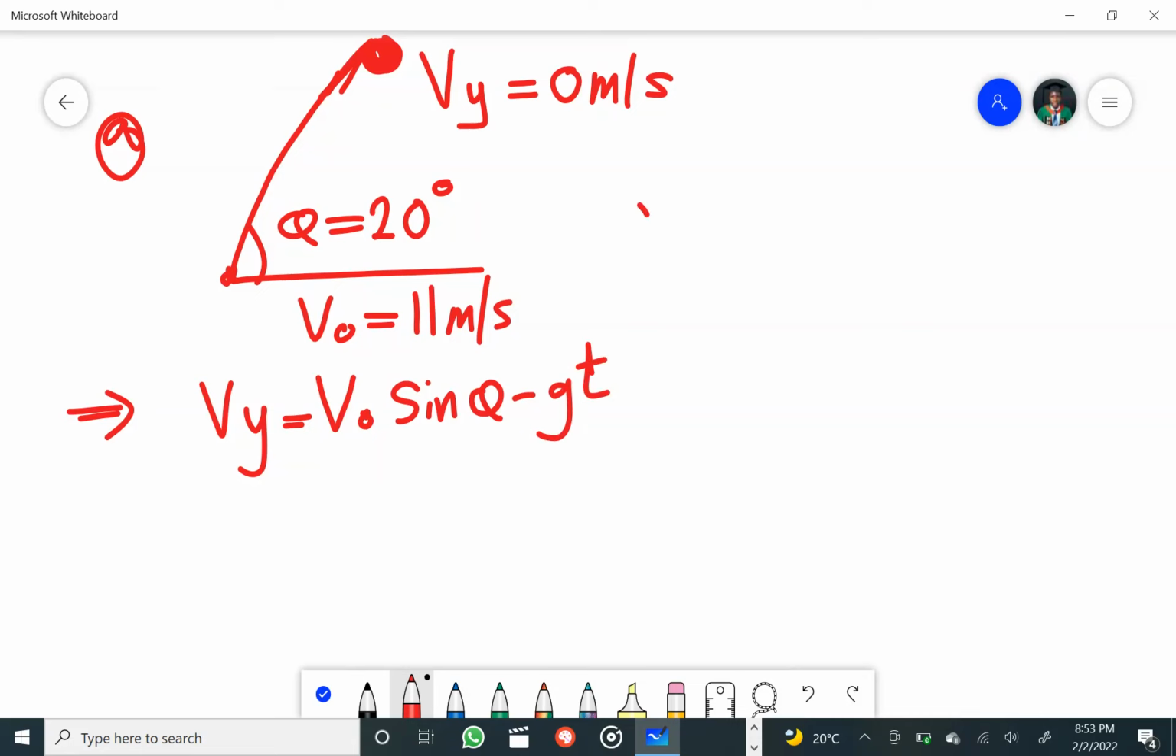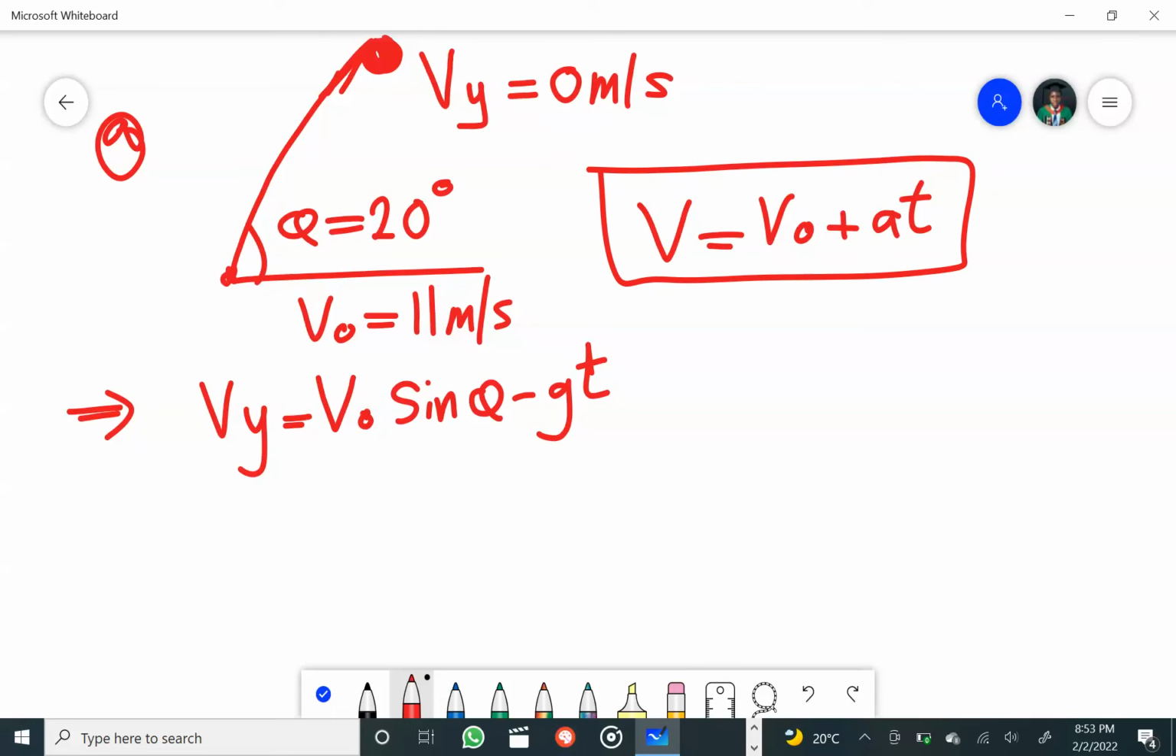Again, remember this is just the same as this, we've just changed it, like I explained in the earlier example, so no need to go through that again. Now, what's the initial velocity? Initial velocity is 11 meters per second. Remember, this initial velocity is just the overall initial velocity, not at an angle.